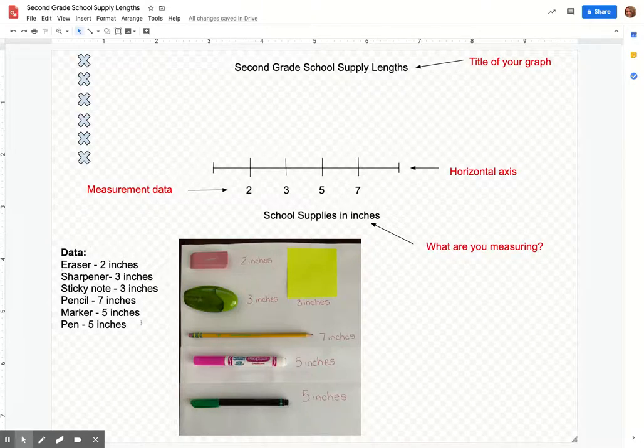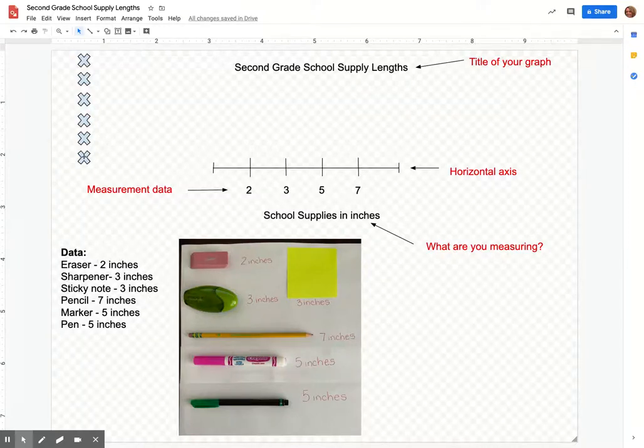So over here is where I took that data and I put it here. And you'll see that I have 2 inches, 3 inches, 7 inches, and 5 inches. So that is my measurement data. So down here it says school supplies in inches. The inches that we have are 2, 3, 5, and 7. So then I'm going to look at my data and say, how many items did we have that are actually 2 inches? And the only thing that I see is the eraser.